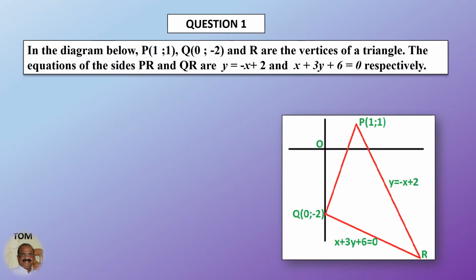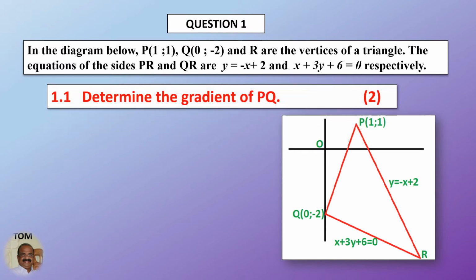Question 1. In the diagram below, we have P, Q and R. The equations of the sides PR and QR are available. Equation of PR is y equal to minus x plus 2 and equation of QR is x plus 3y plus 6 equal to 0. Now determine the gradient of PQ.